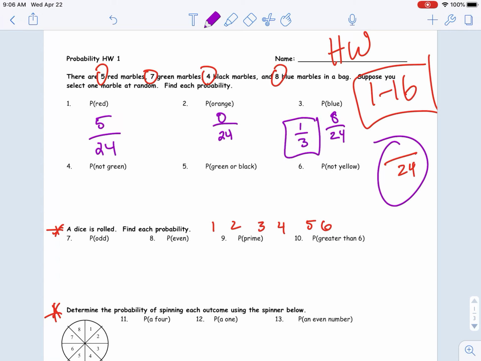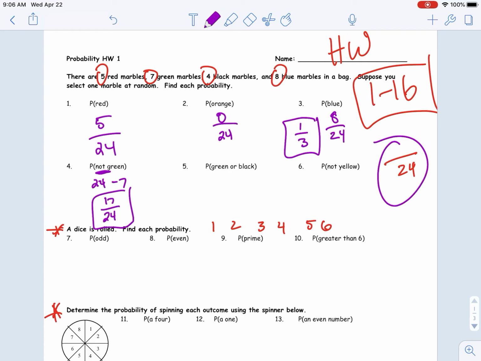8 out of 24, you've got to reduce that: 1/3. Not green. You could add up all the not greens, or since it says not green, you take your total, 24, and you subtract 7. So 17 out of 24.